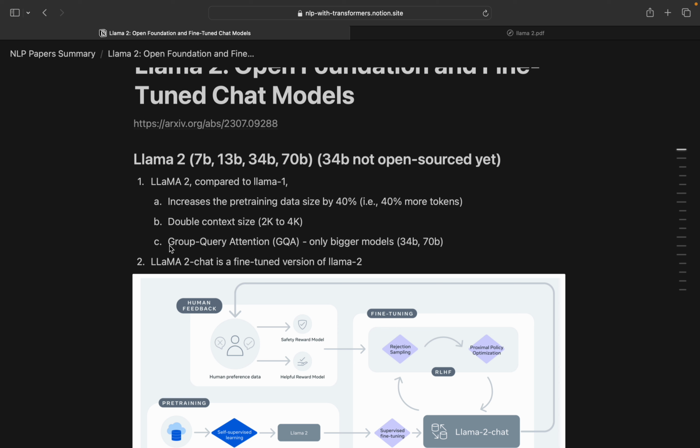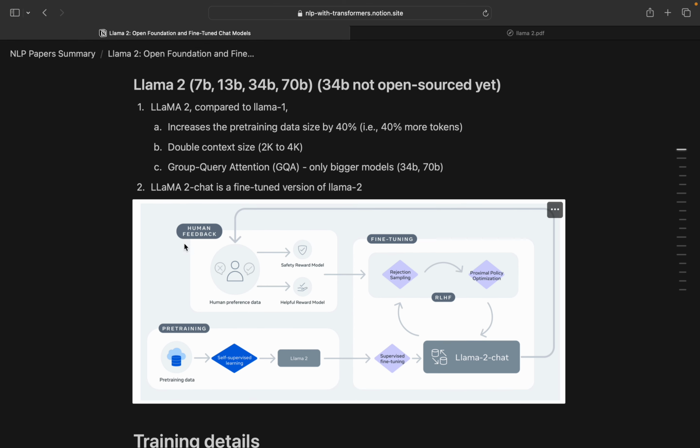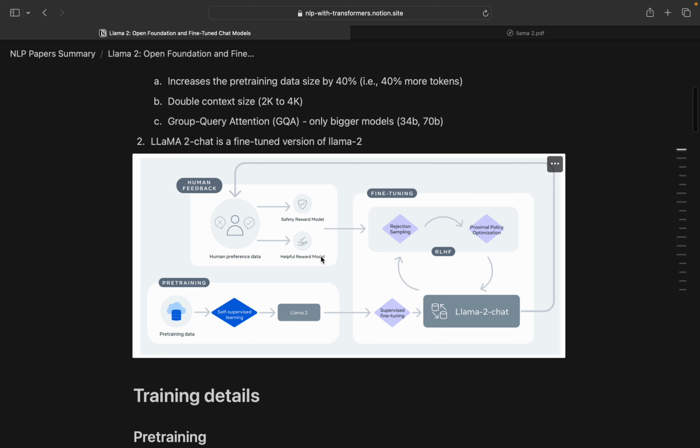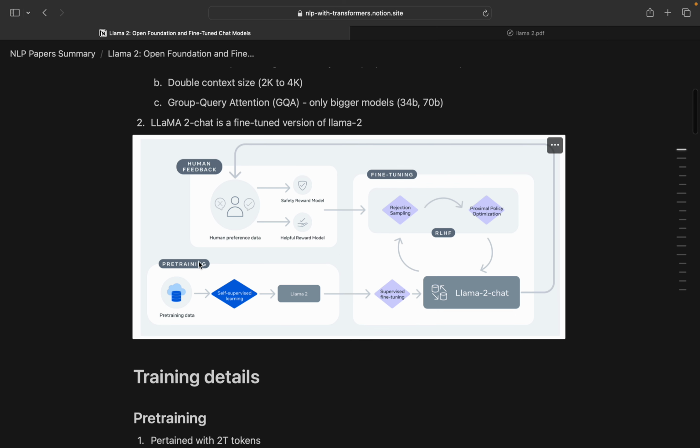That's why I think they applied GQA only for the bigger models, because it makes sense: smaller models you can scale up even if you use MHA. That's why they applied it only to the 34 billion and the 70 billion models. Let's move ahead. This is the diagram they also have in their paper, showing how a model is typically trained, put in a beautiful image.